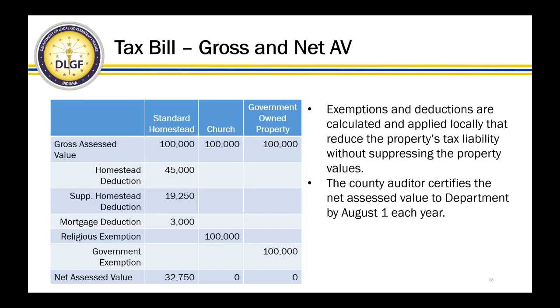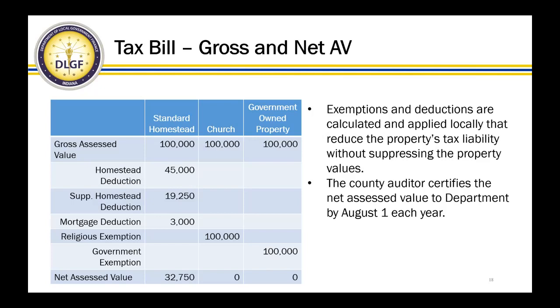$32,750. Now, in the example of the church, it was originally valued locally at $100,000, but it qualified for a religious exemption of $100,000. So the net assessed value for that particular property is zero. The government-owned property, same idea, started with a gross assessed value of $100,000. It qualified for the government exemption, and so its net assessed value was ultimately reduced down to zero.